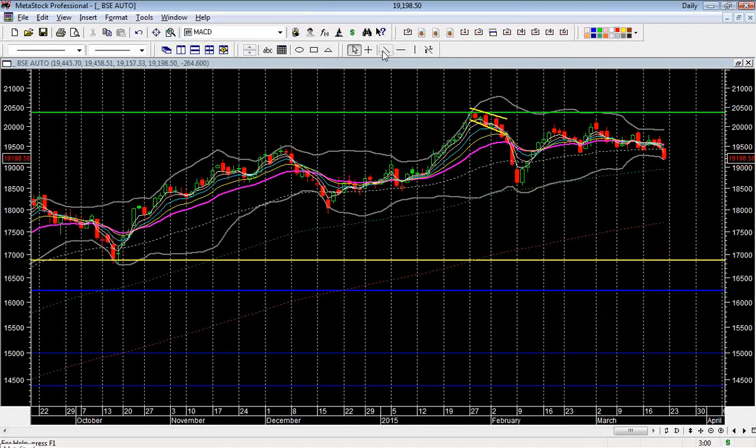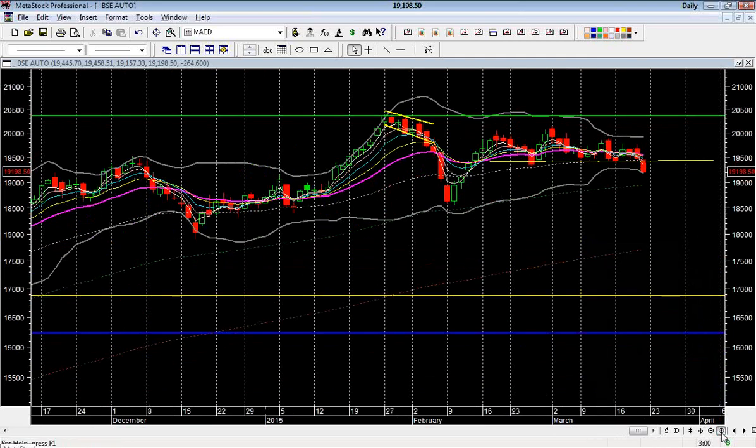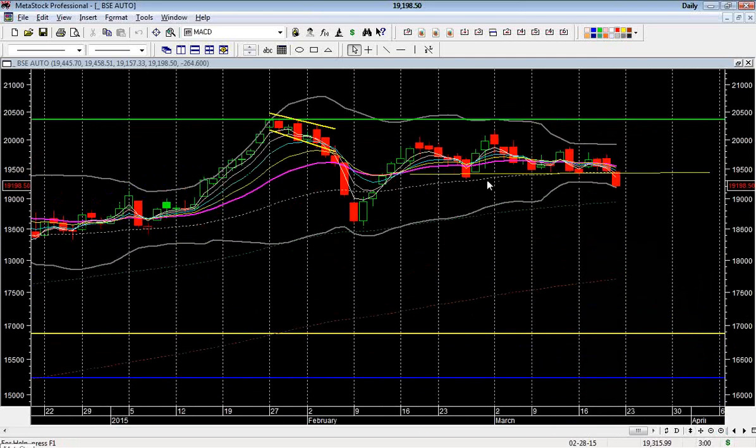So BSE Auto. One of the things you will probably see in today's IMR is that many stocks or sectors which were perhaps just holding their head above water at a particular level seem to have collapsed on Friday, right? A good case in point is auto. For 3 to 3.5 weeks it was trying to hold 19,500 but finally capitulated. So BSE Auto has also given way.